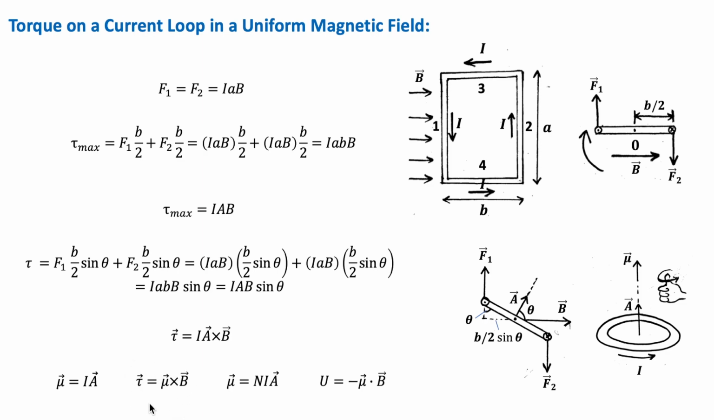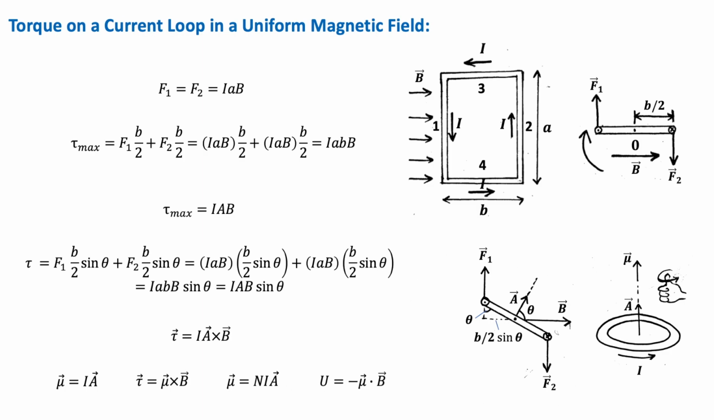Okay. So for a coil consisting of multiple loops with n turns, each carrying the same current and of the same area, the total magnetic moment of the coil is the product of the number of turns n and the magnetic moment for each loop in the coil, which is IA. So mu is equal to NIA, okay? And so the torque on a coil of n turns is n times greater than the torque on one turn in the coil, okay?